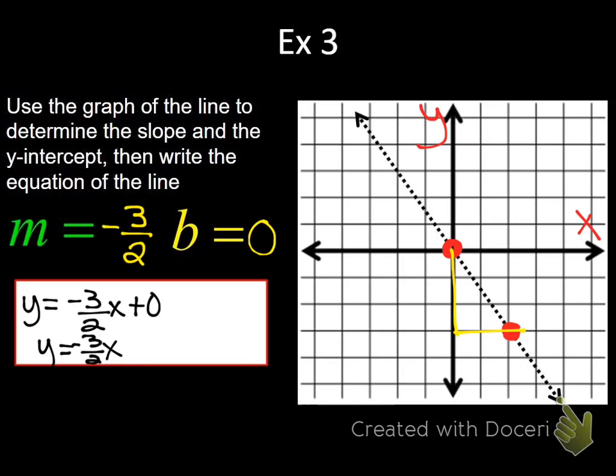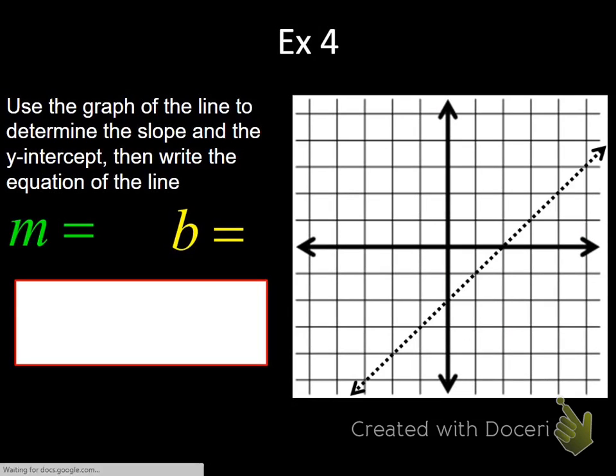Okay, Ben, you're going to do example number 4 for me. Stay with me. Example number 4, Ben, what do I do first? It'll be -2. Put it at the bottom. What did you find for me?